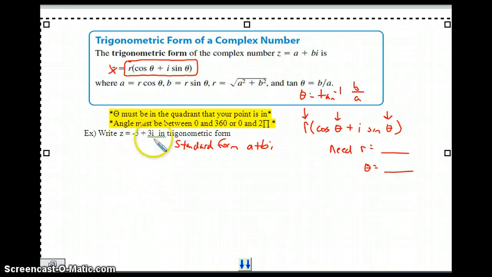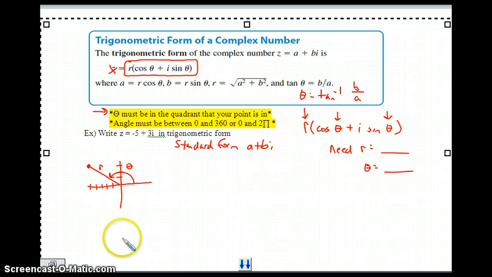So let's first of all plot this so we know which quadrant we're in. That's going to be a key portion, that we have to know which quadrant theta is in, so we know what our angle really should be. So -5, we'd go over 5, and we'd go up 3. Our point would be in the second quadrant. So this would be the theta that I'm trying to find, and this would be the r length that I'm trying to find. So right away I know that the theta that I'm going to solve for has to be between 90 degrees and 180 degrees. Let's keep that in mind. Theta has to be between 90 and 180 when I come up with it over here.